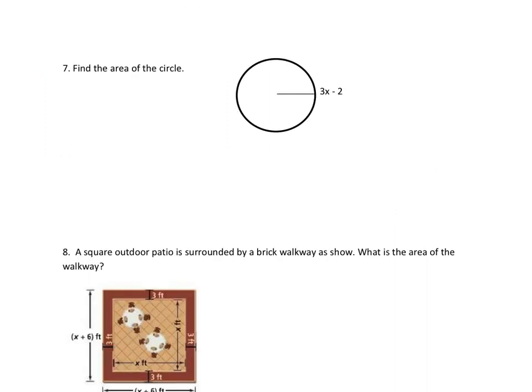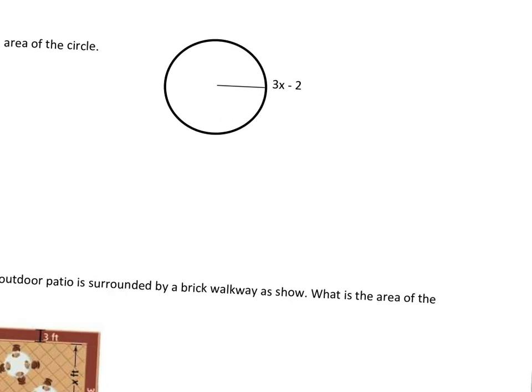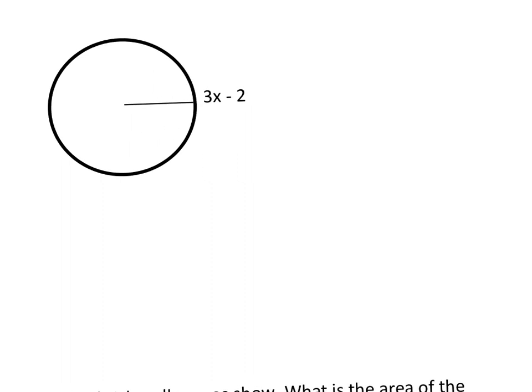All right, so now on this, it's asking us to find the area of a circle, okay? So first, you have to know the formula for area of a circle, and that's going to be area equals pi r squared. Now, just kind of a heads up, that 3x minus 2 is going right here as your radius. Okay, so when we're looking at this, we're going to have pi. Our radius is 3x minus 2 squared.